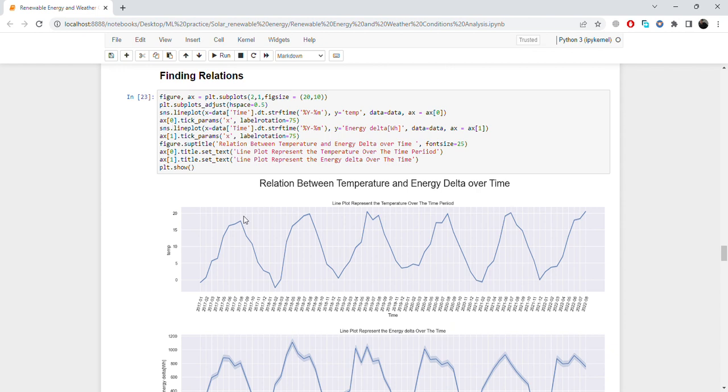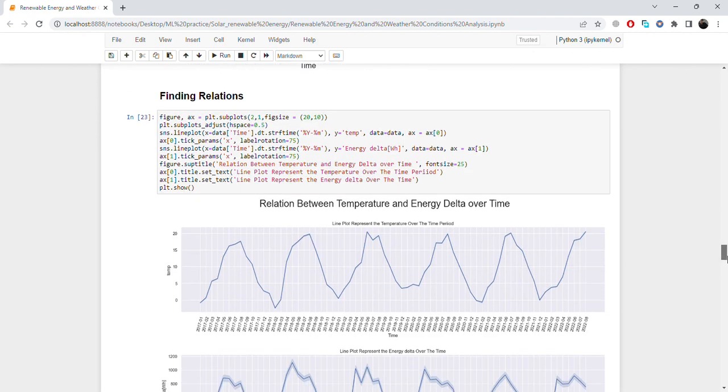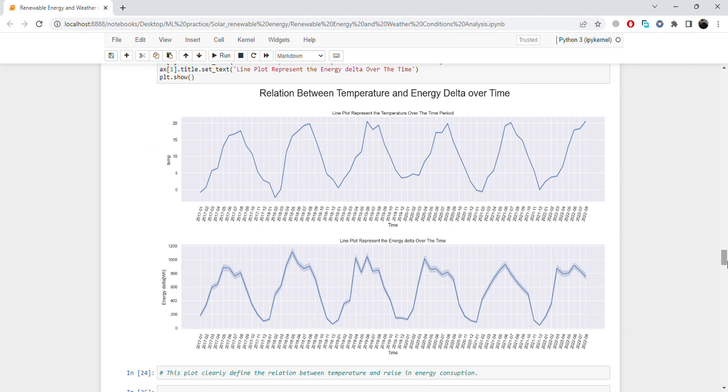So what we have done: here this is time. In the x-axis we have the time, and in the y-axis the temperature. Here you can see the time and temperature, which shows the gradual change of the temperature with respect to the time. In the second part, you can see we use a line plot. In both cases we use line plots, and in the x-axis we have the time, and in the y-axis the energy delta.